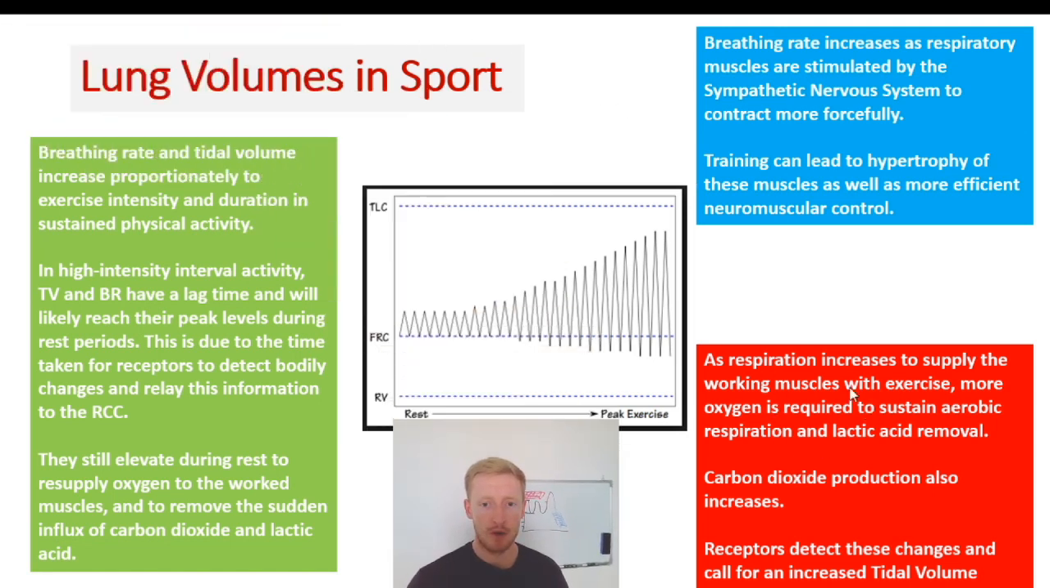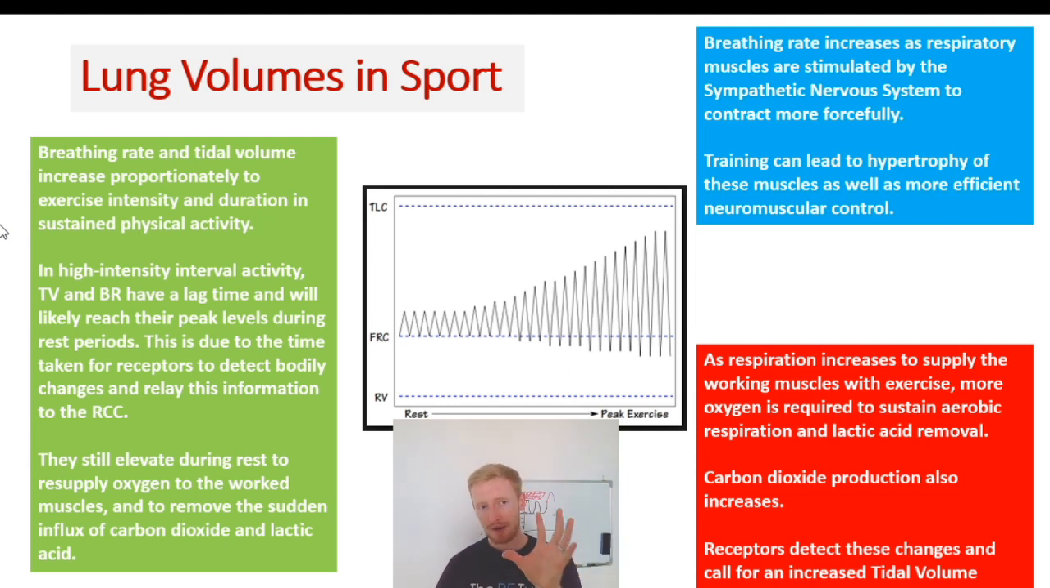So, we've got lung volumes. We've already covered the definition, we've covered the mechanics of breathing. Now it's down to how does it change? Or what is happening inside of our body which causes what changes? So, we've got the green box here to start with. Breathing rate and tidal volume increase proportionately to the exercise intensity and duration in sustained physical activity.